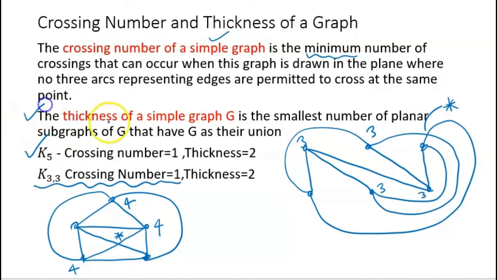Now what is the thickness of a graph? The thickness of a simple graph G is the smallest number of planar subgraphs of G that have G as their union, right? So it is very clear that suppose I take this example of K5, and in K5 I draw two subgraphs of K5, like this is how it is being drawn. So suppose I join them like this.